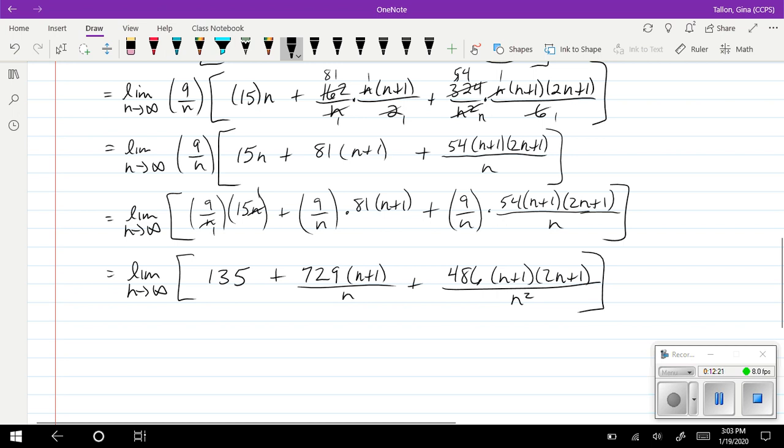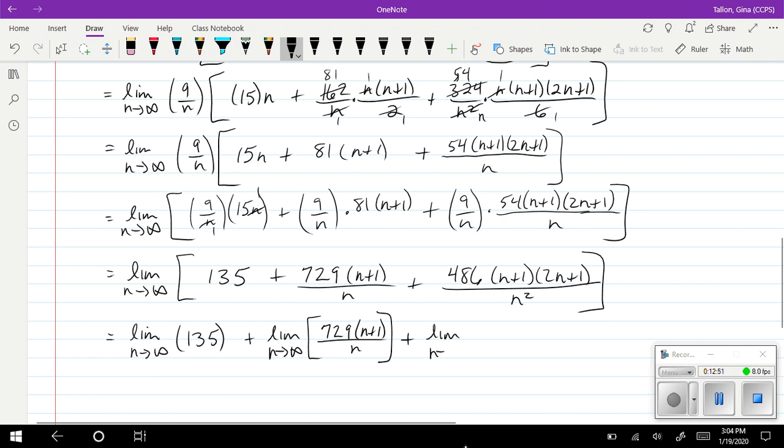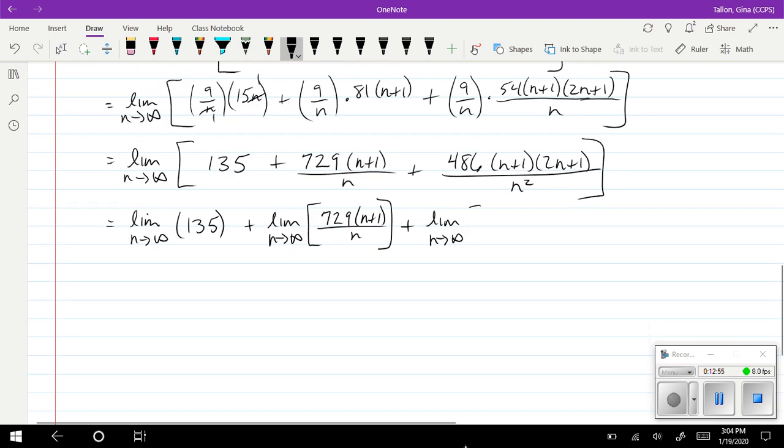Now I could rewrite this, just to make sure everybody's clear on things. The limit as n approaches infinity of simply 135 plus the limit as n approaches infinity of this big thing here, 729 times n plus 1 divided by n, plus the limit as n approaches infinity of this big thing here, 486 times n plus 1 times 2n plus 1 all over n squared. So I'm really going to take the limit as n approaches infinity 3 times because I had 3 terms.